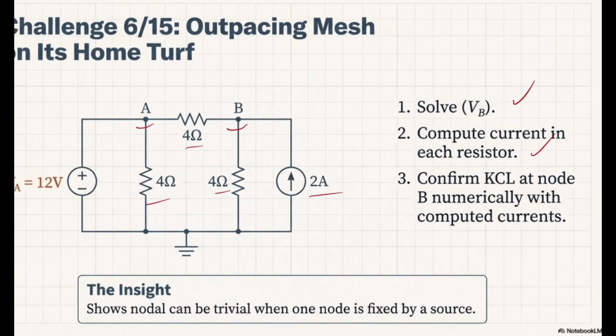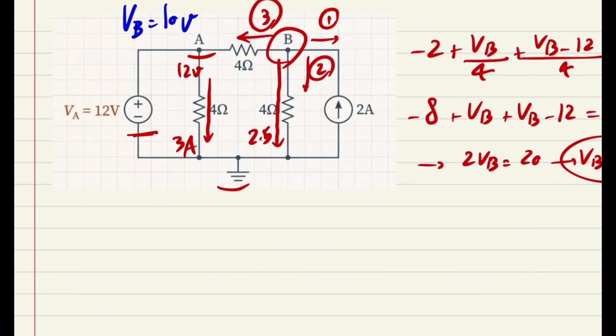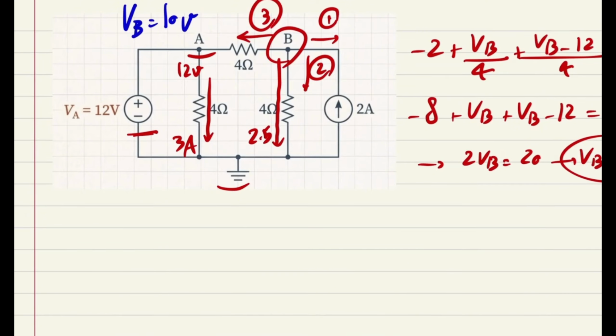Compute the current in each resistor. It's not that hard, because at this point VA is going to be 12. So the current moves this way, and I have 12 divided by 4, which is 3 amps. About this one, the only thing that I have is VB, which is 10 divided by 4, going to be 2.5. So obviously, if I have 3 amps and 2.5 at this point, the current over here was 2 amps moving in that direction.